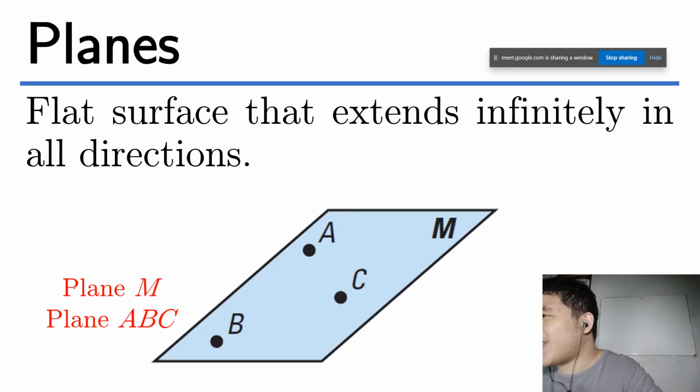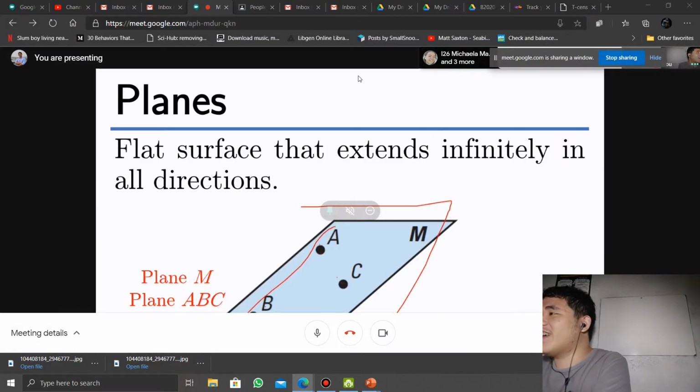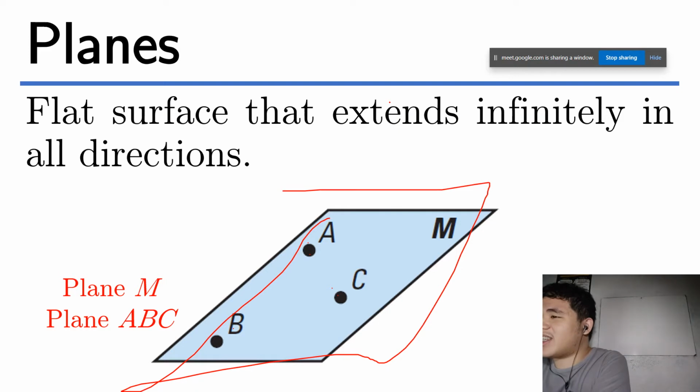Next, yung planes naman. A plane is a flat surface that extends indefinitely in all directions. So, as we see here, points A, B, and C define our plane. Another good representation of this is a sheet of paper. It looks like a plane, right? It can also be named by using the capital letter, here, plane M. Okay?